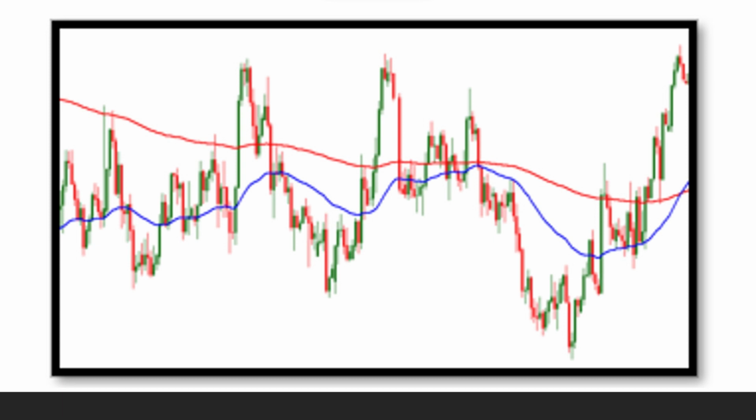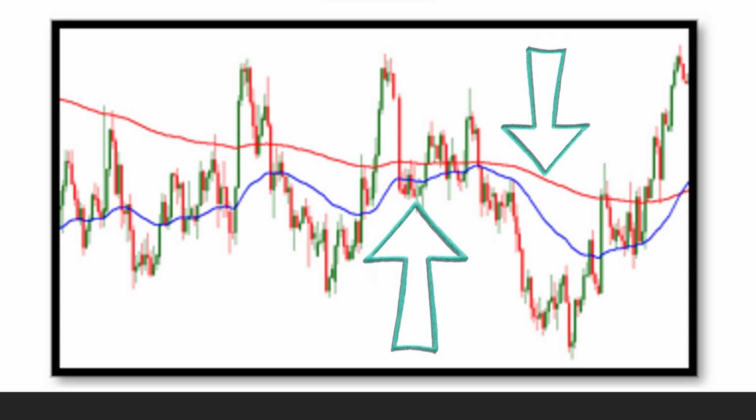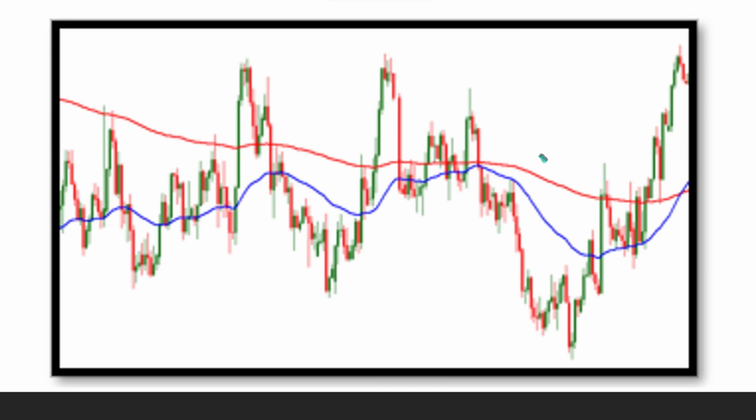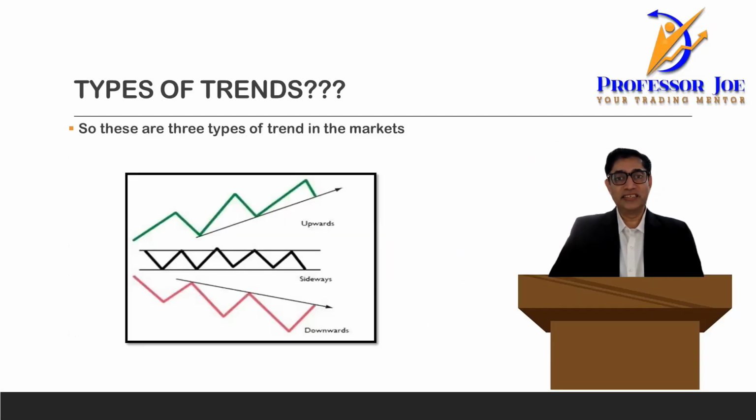When such things happen, we say that the market is in a sideways market, and because the price is moving up and down, like a kangaroo jumps up and down, it is called a kangaroo trend. As we have already discussed, there are three types of trend, as you can see in the chart. Upward trend, which is a bullish trend, the sideways trend, which is the kangaroo trend, and the downtrend, which is the bearish trend.